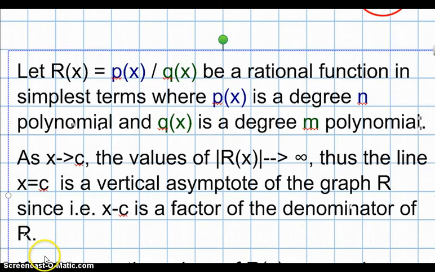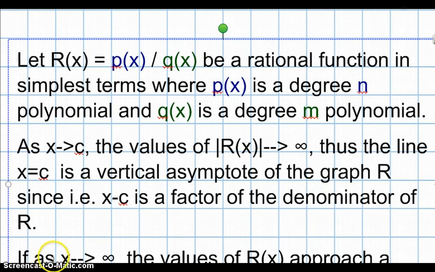Okay, so from the notes on page 95, let r of x be a rational function, which means it has two polynomials, one in the numerator and one in the denominator. The numerator polynomial is p of x, and the denominator polynomial is q of x. The degree of the numerator polynomial is n, and the degree of the denominator polynomial is m. And that's going to become very important when we want to determine, without the graph, what kind of asymptotes the function has. So let's compare n and m.